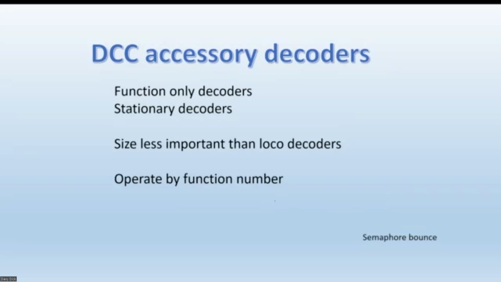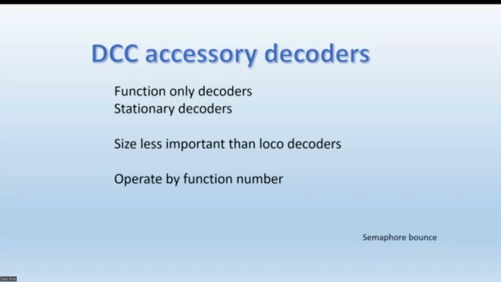Accessory decoders are sometimes called function-only decoders, or sometimes called stationary decoders, essentially the ones you don't put into your locos. They're not intended to have traction and pulse width modulation and so on. They're only meant to handle accessories. Handily, the size is less important then because you're not trying to fit it into a loco. It can be under the layout or inside a building or whatever.